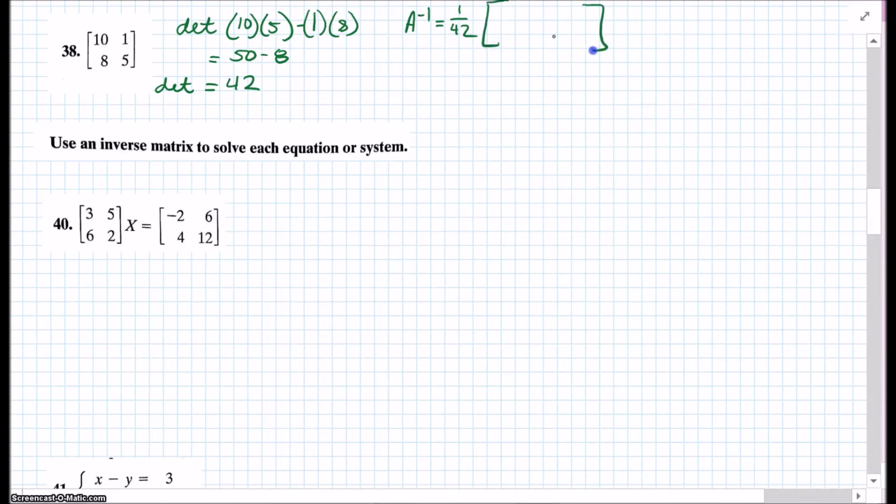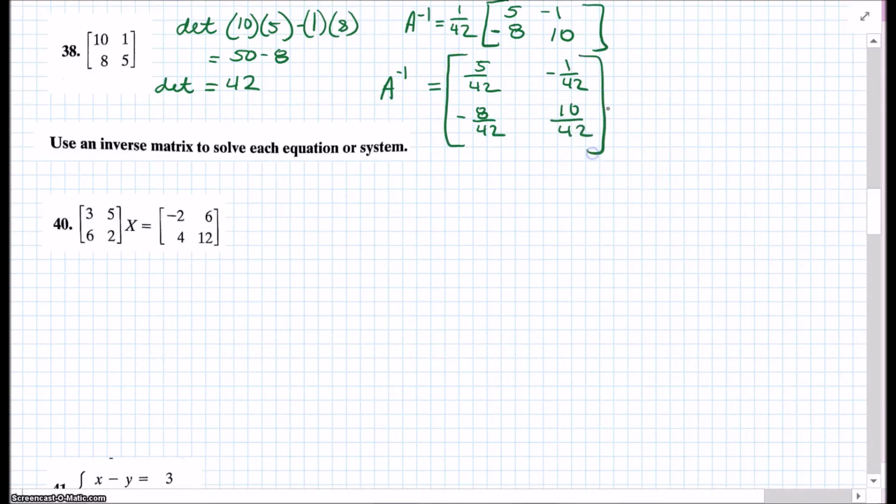All right, make our box. D value, which would be 5, negative B, negative C, and then an A value. So A prime is just going to be 5 over 42, negative 1 over 42, negative 8 over 42, and 10 over 42.